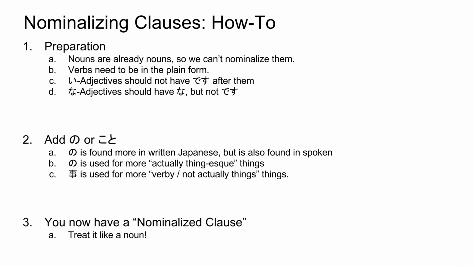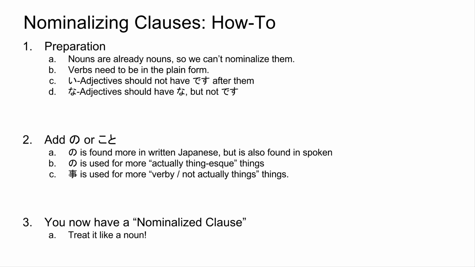So like the watching of TV is this vague thing that you're going to have to get used to. It's difficult to describe, but when you see no, it's much more of a thing, and with koto, it still has a feeling of an activity. And boom, you've nominalized your clause. You've nominalized your verb or your adjective or whatever it is that you're doing. Treat it like a noun.